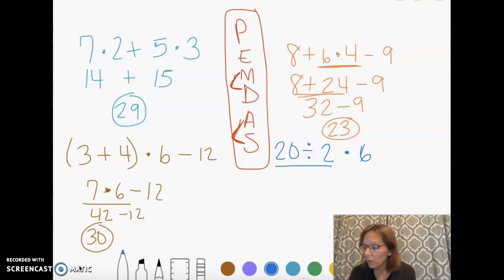So I'm going to do 20 divided by 2 because that's the first thing I get to. 20 divided by 2 is 10. Bring down the times 6. 10 times 6 is 60.